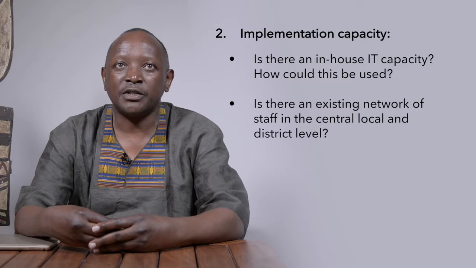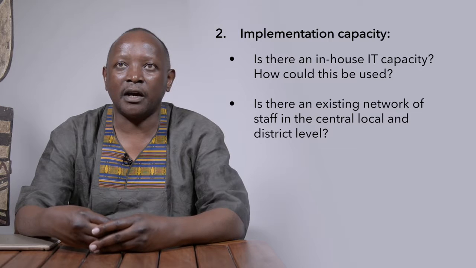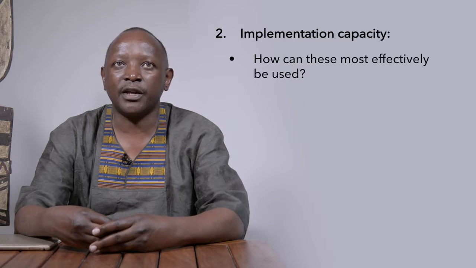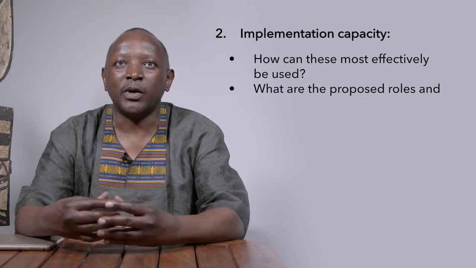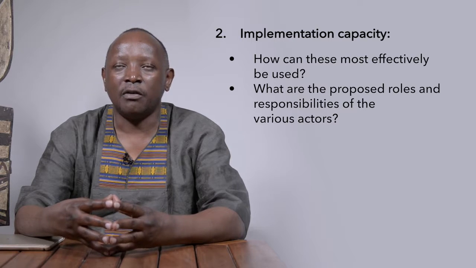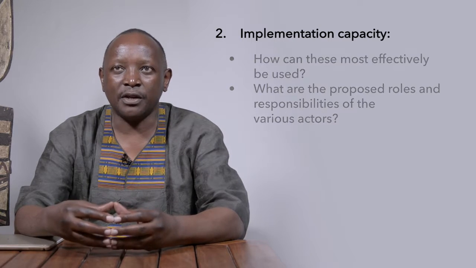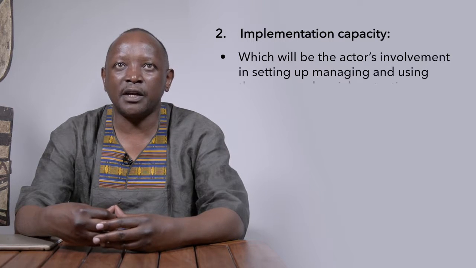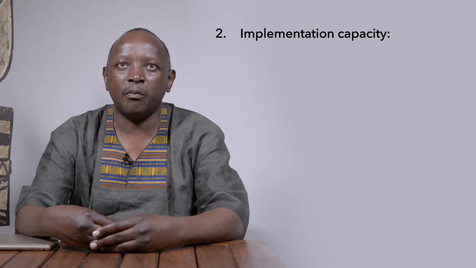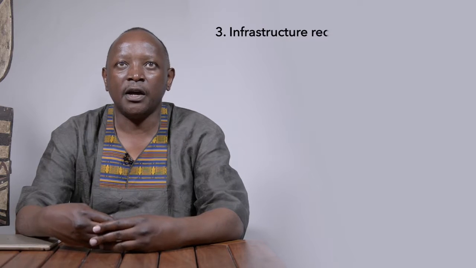We also have to establish if there's an existing network of staff at the central, local, and district level, and how these can most effectively be used in country. Overall, we have to establish what the proposed roles and responsibilities of the various actors are supposed to be, and what their involvement is going to be in setting up, managing, and using the proposed social protection program MIS. The third component is composed of infrastructure requirements.